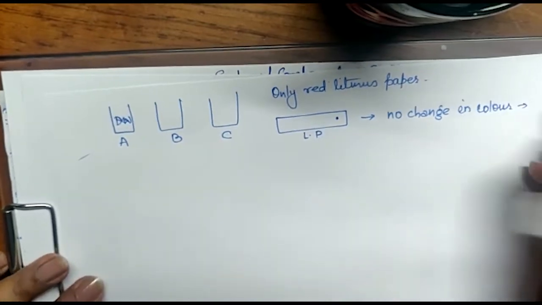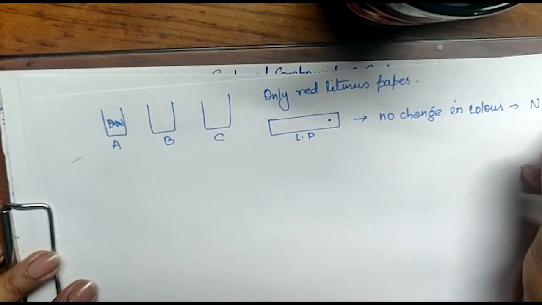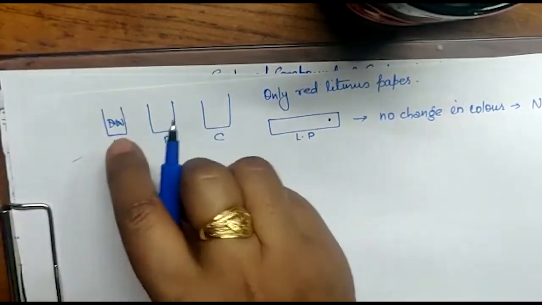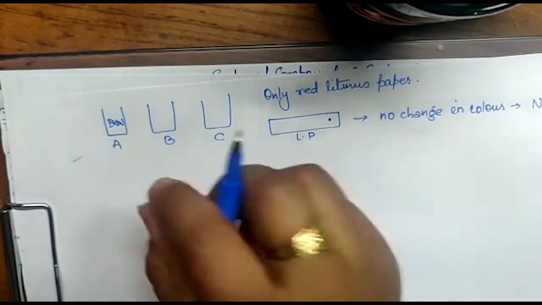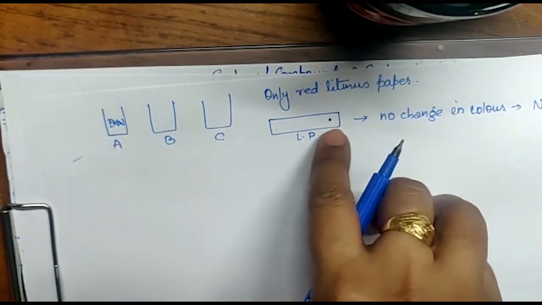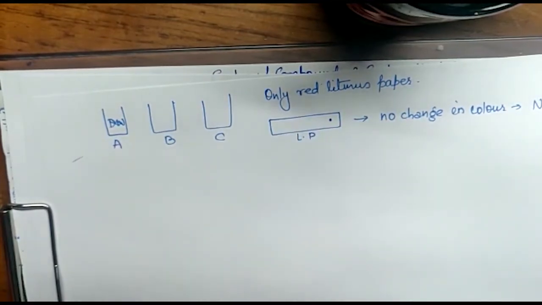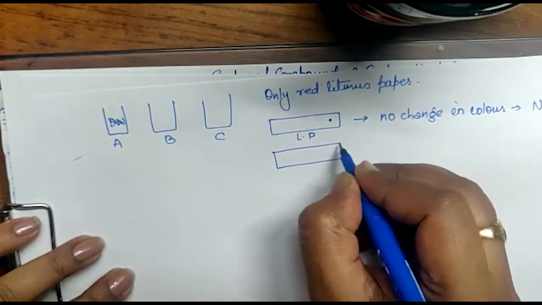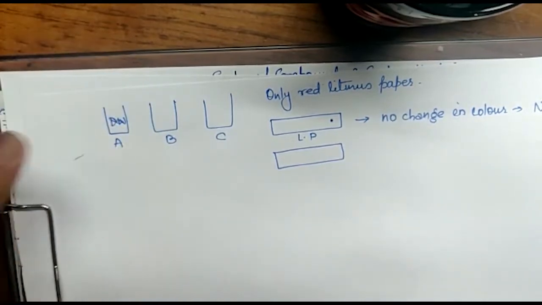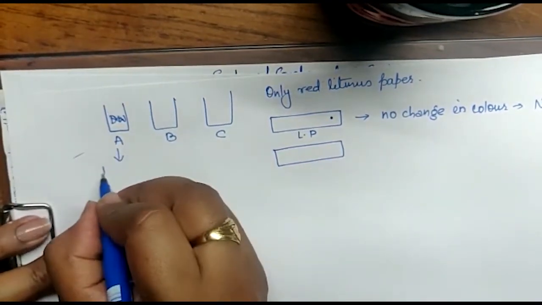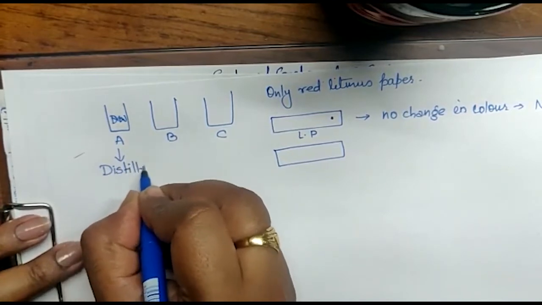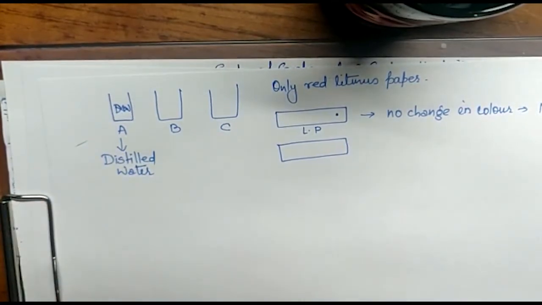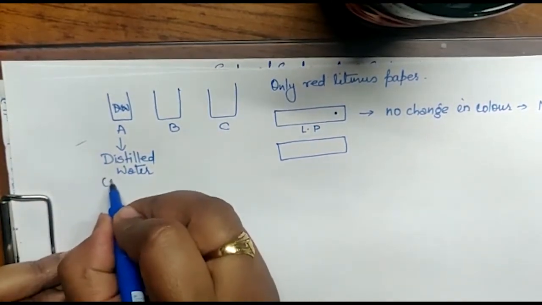neutral. Got it? Suppose you have taken a drop from A and put it on the litmus paper, and you have seen that there is no change in color, so what will it be? It will be neutral. So you identified that A is what? Distilled water, isn't it? Because with distilled water there is no color change, so that is neutral.